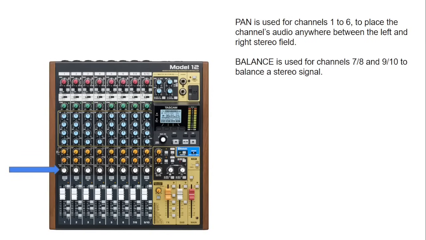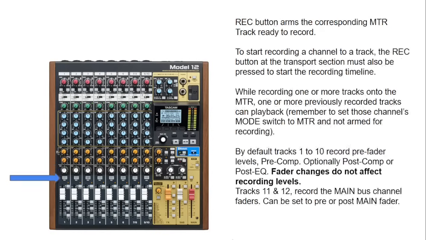Following the AUX are the pans, which are used for channels 1 to 6 to place the channel's audio anywhere between the left and the right stereo field. And balance is used for channels 7 and 8 and 9 and 10 because they are stereo, so you can balance your stereo signal. Record button arms the corresponding multi-track recorder's track ready to record.